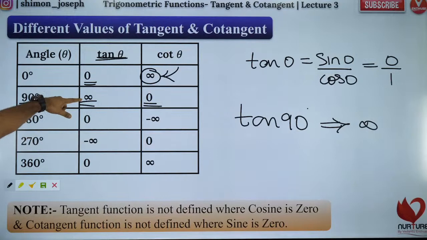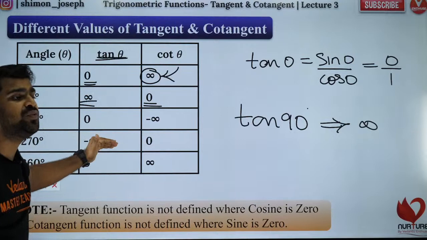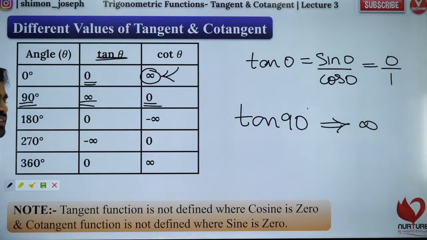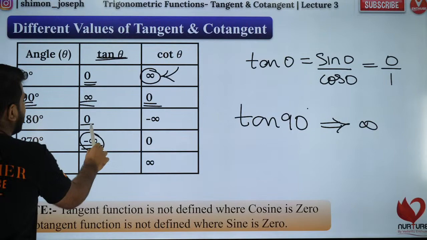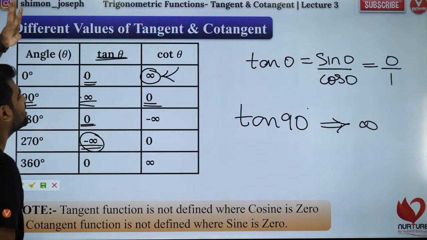Tan can take any real value from minus infinity to plus infinity. Everybody cool with that? Are you all clear with that? So you see, at 270 it takes minus infinity. At 180, it is again 0. So it takes 0, plus infinity, minus infinity. It can take every possible value.